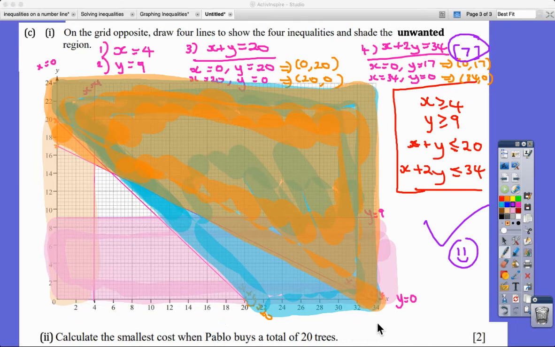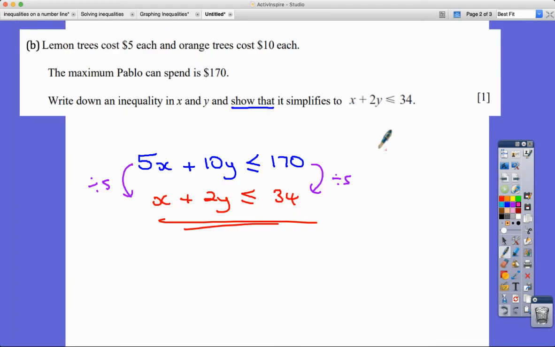The next part says, calculate the smallest cost when Pablo buys a total of 20 trees. Now, this part, to be honest, is quite specific. It's when he buys a total of 20 trees. And there was a part of the question that was quite specific about a total of 20 trees, which was this bit here.